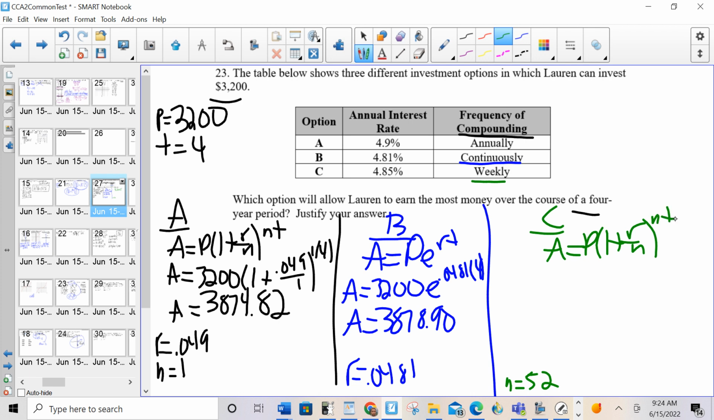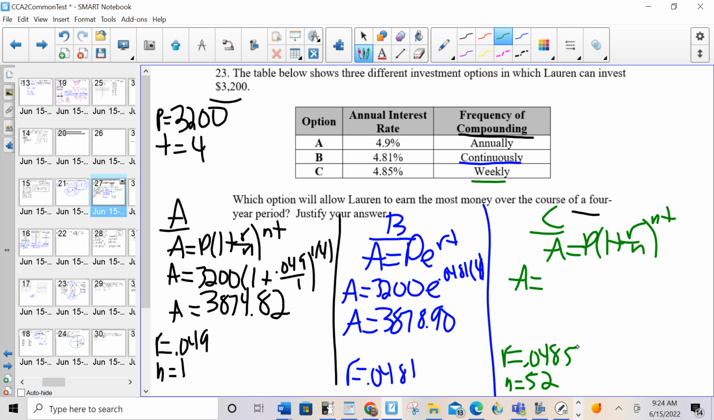Principal parentheses 1 plus r over n to the power nt. It's pretty much always plus with the compound because it's always interest. And don't forget, that's for compounding, and it's Pert for continuous.